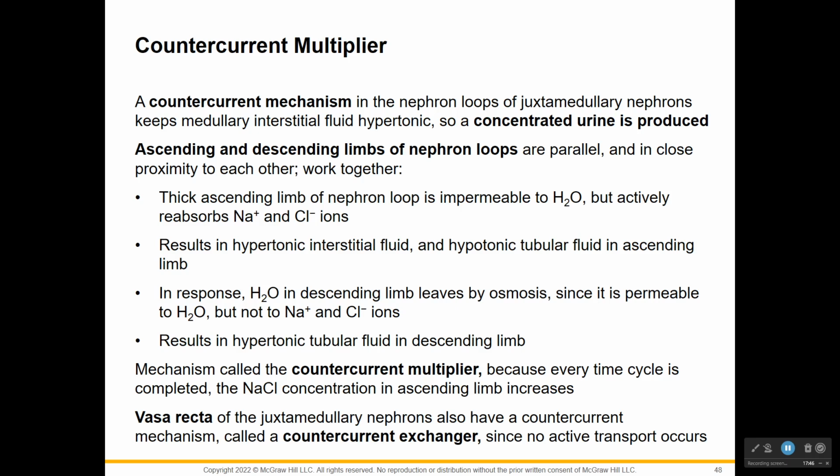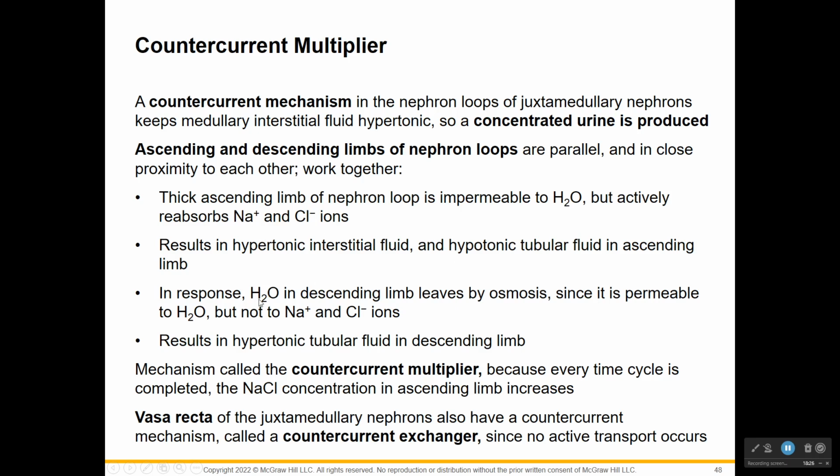So the ascending and the descending limbs, those loops of the loop of Henle or the nephron loops, are very close together, and they work with one another. The ascending limb is much thicker and it's impermeable to water, but it reabsorbs sodium and chloride ions. So it's going to bring these solutes into the interstitial fluid, and that makes it hypertonic, because hyper means more, tonic is concentration. So the interstitial fluid becomes more concentrated with ions. And the tubular fluid, which lost these ions but still has water, is now hypotonic.